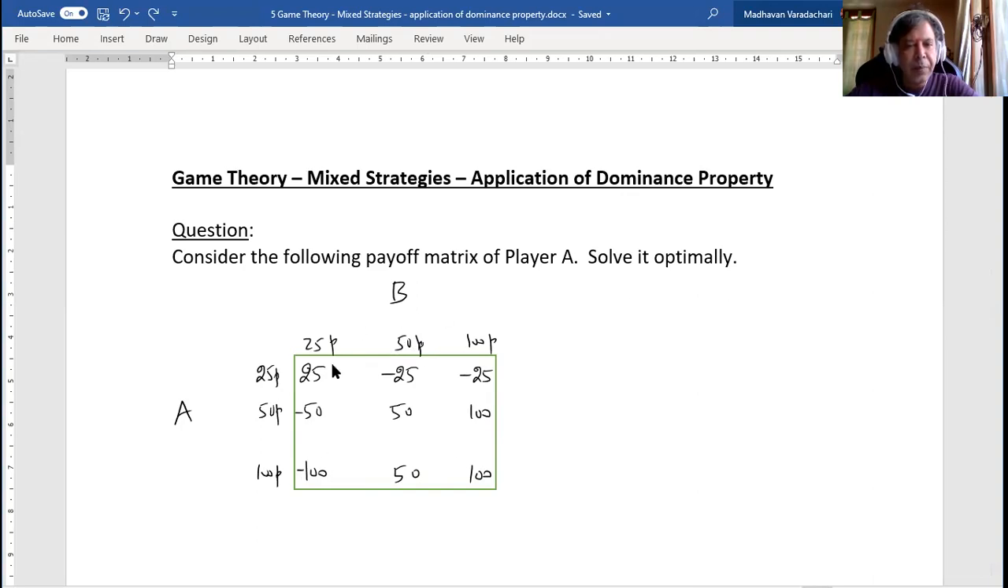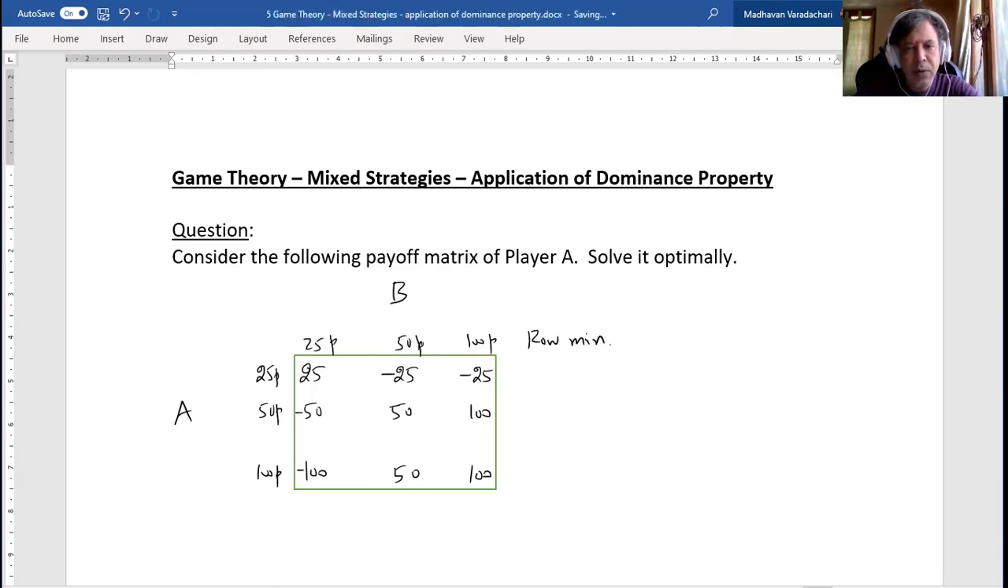Now here the question is, consider the following payoff matrix of player A, solve it optimally. You may notice the payoff matrix is the same as our previous video where we formulated the payoff matrix. So the same question is what we are trying to solve now. So the very first step in solving is, again, to find the row minima and column maxima.